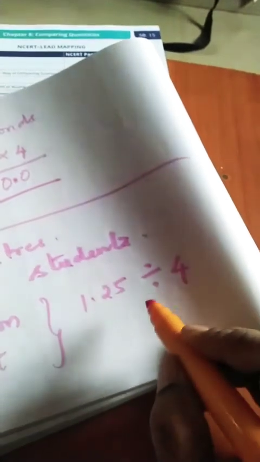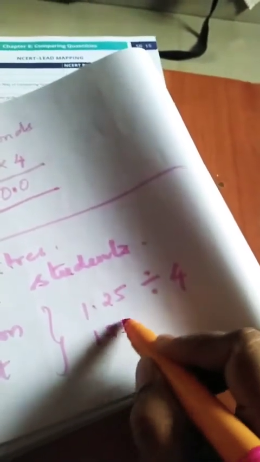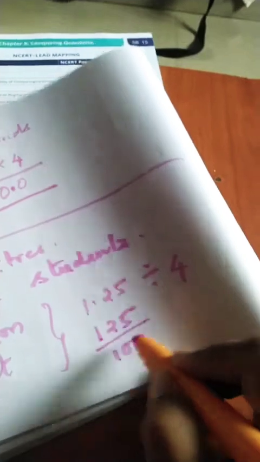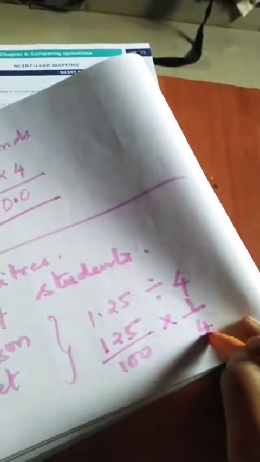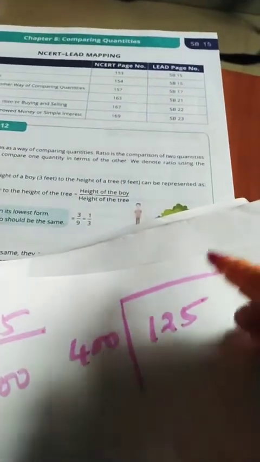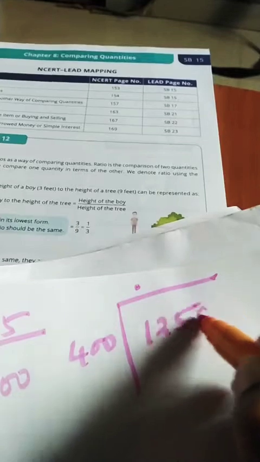So either you can do by long division or convert this. This is 125 by 100 multiplied by, change this into reciprocal. So it is 1 by 4. Okay. So now it becomes 125 by 400. So now do by long division. It is 125 divided by 400. So it will not go. Put a decimal point and add a 0.